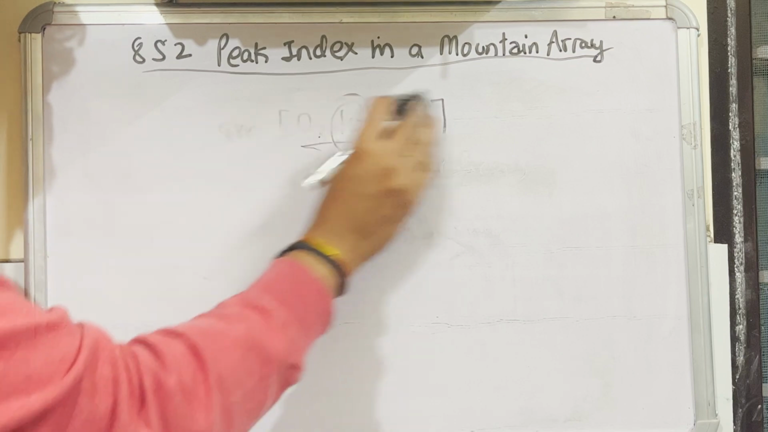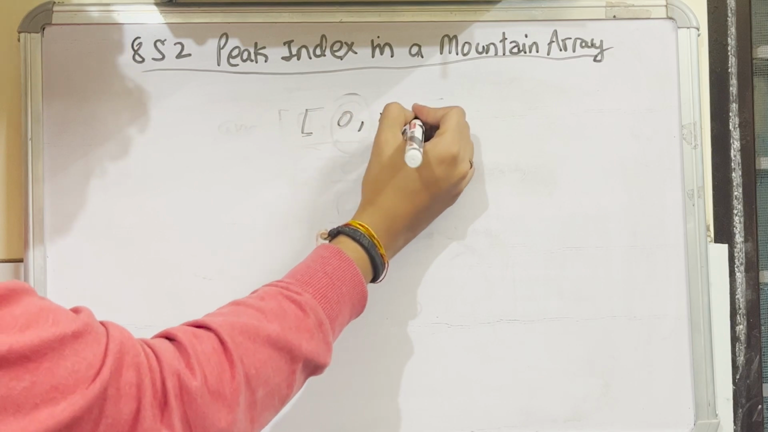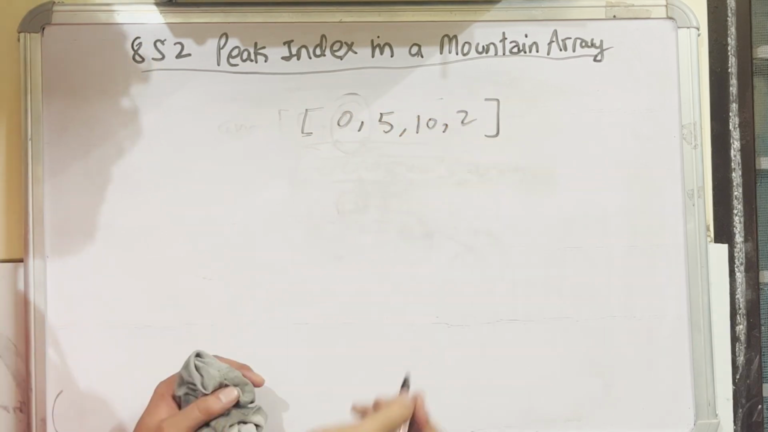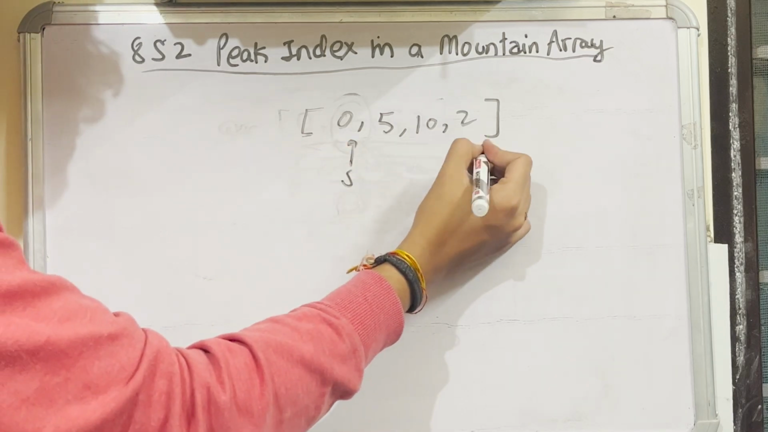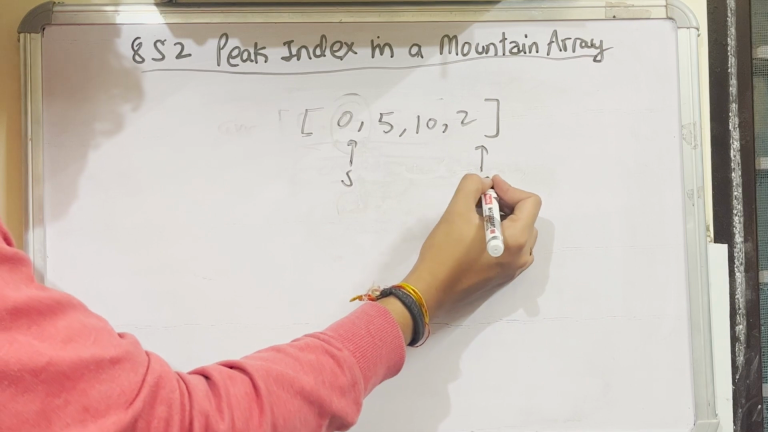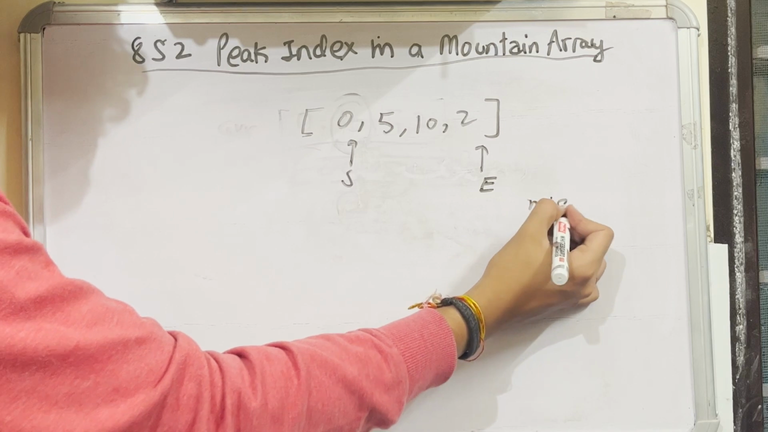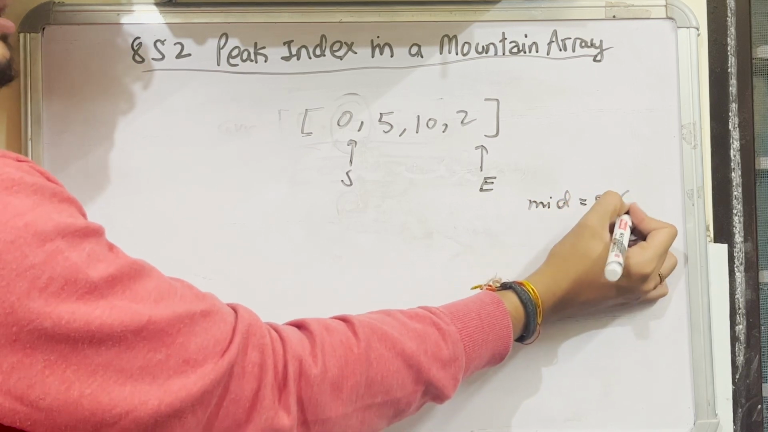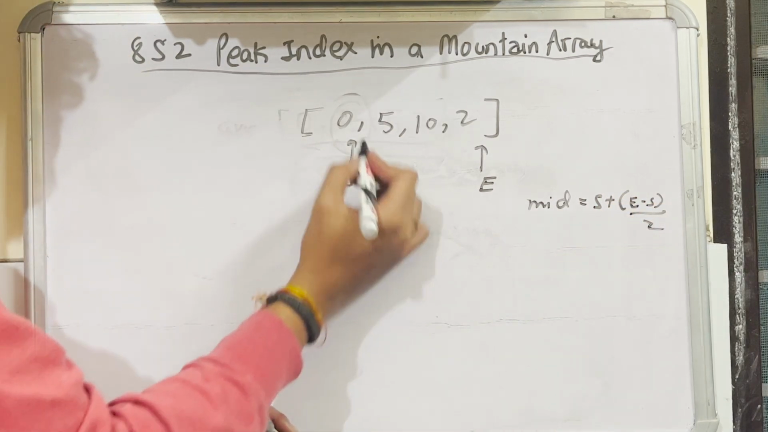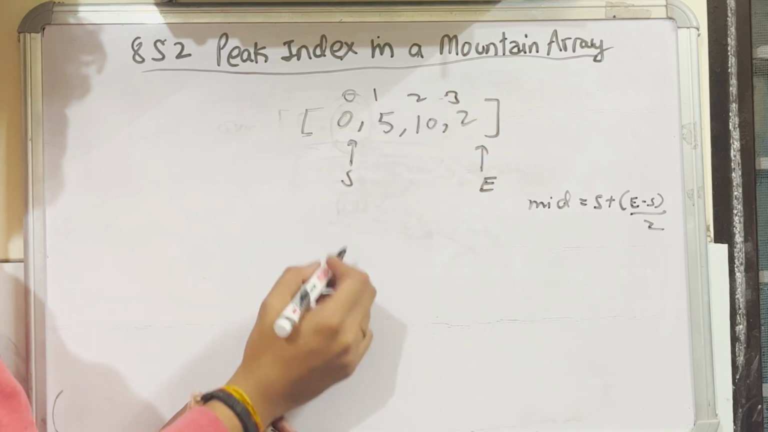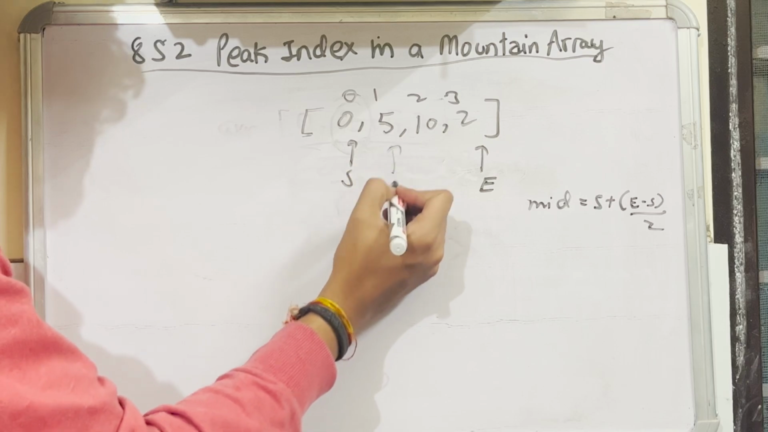Let me take another example so I can do more iterations. For example, this is your array. Okay, binary search code, you know, I'm just explaining it to you. You'll use 2 pointers, starting and ending, or left, right, whatever you want. You'll find the value of mid. I am writing the formula: mid equals start plus (end minus start) by 2. This will be the formula, and these are your indices. First you'll find the mid. Initially your mid will be 1, so this will be your mid.